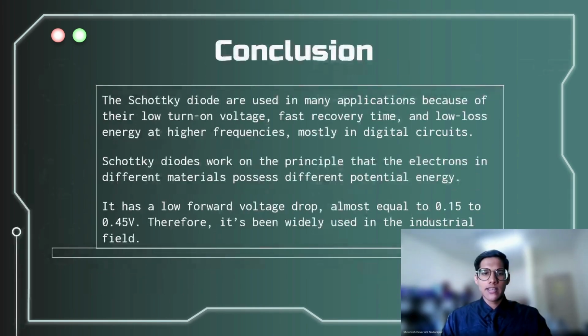Last but not the least, it is concluded that the Schottky diodes are used in many applications because of their low turn-on voltage, fast recovery time, and low energy loss at higher frequencies, mostly in digital circuits. They work on the principle that the electrons in different materials possess different potential energy. It has a low forward voltage drop, almost equal to 0.15 to 0.45 volt. Therefore, it's been widely used in the industrial field.